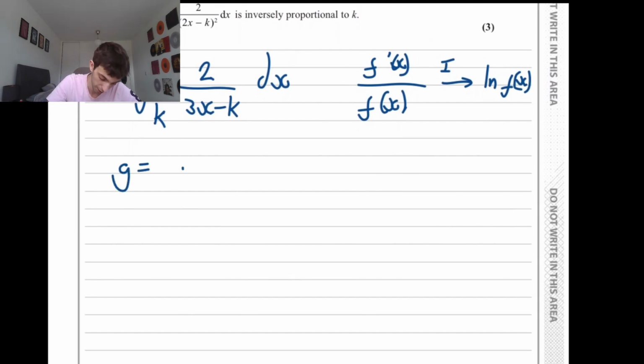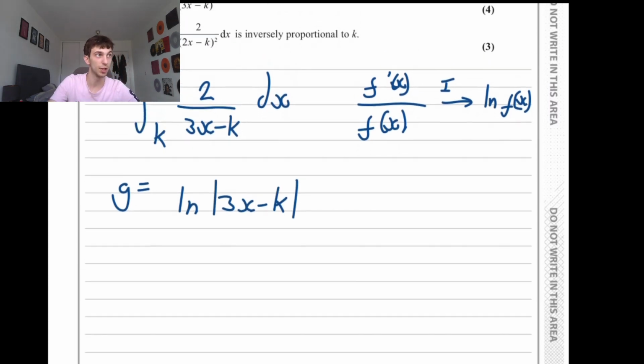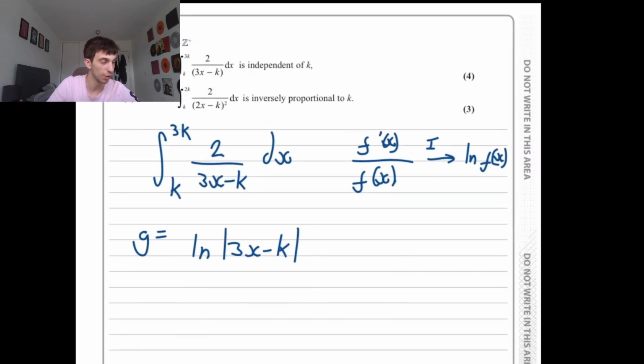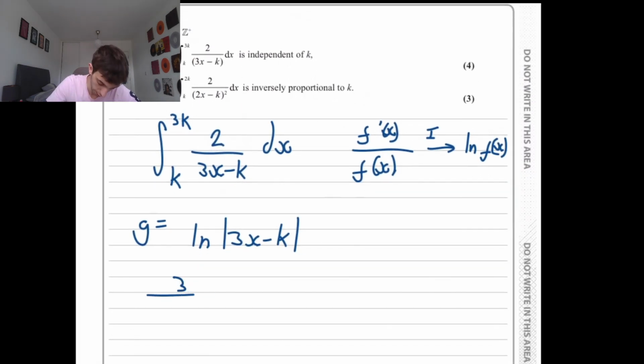Our guess will be the natural log of 3x minus k to be the integral. So what we're going to do is differentiate this and then compare. Differentiating this would give us 3 over 3x minus k. Now, this is quite similar to what we currently have, but we have 2 at the top. So we're going to have to multiply this by 2/3 if we just wanted to have 2. 3 multiplied by 2/3 is simply 2.